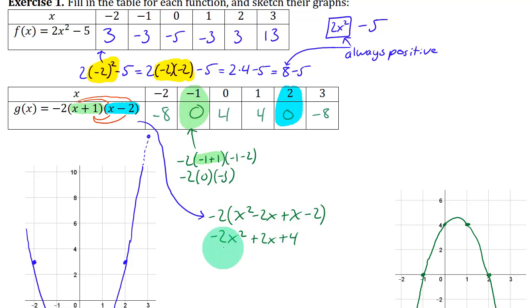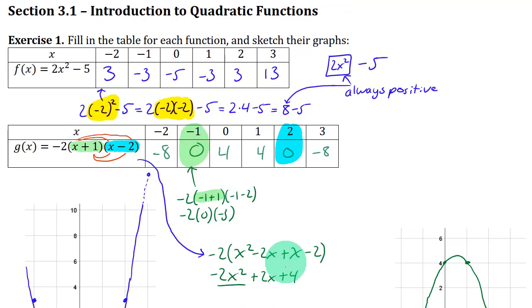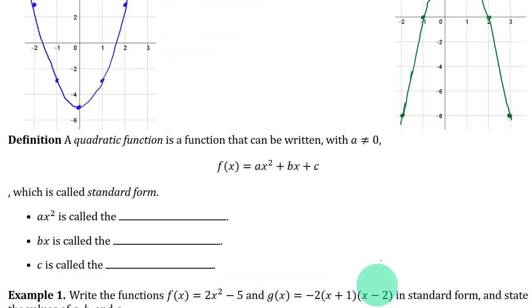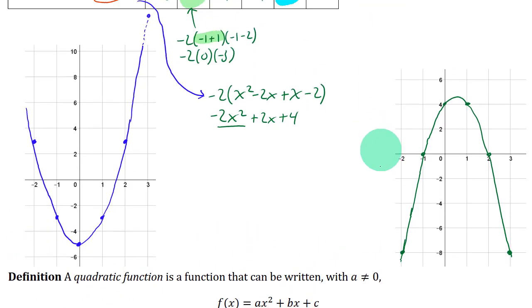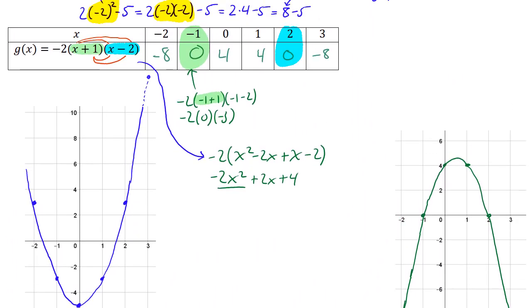The thing about this is that it ends up having x squared in it, because when you FOIL it, you end up doing x times x. So both of these are examples of quadratic functions, and we're going to see in the next example video, I'm going to give a definition for quadratic functions, and we'll talk about it then.